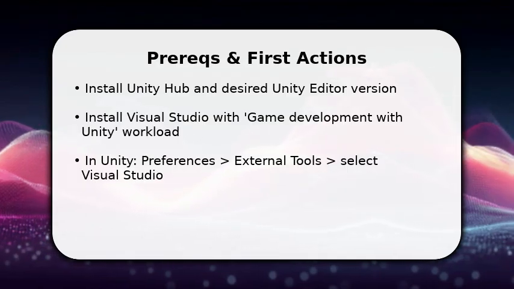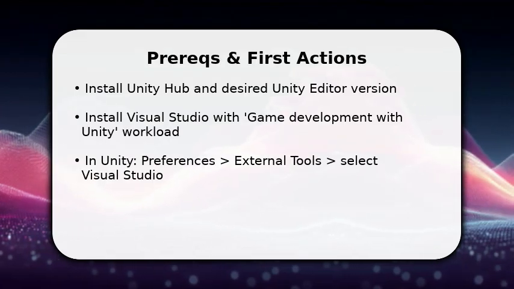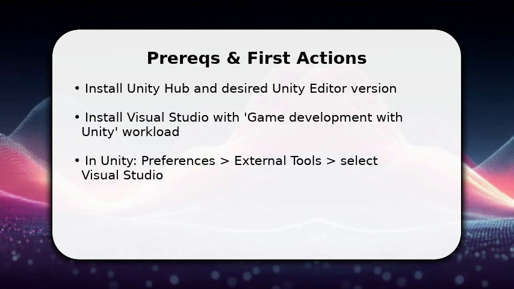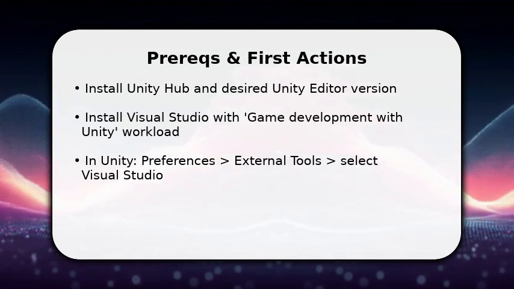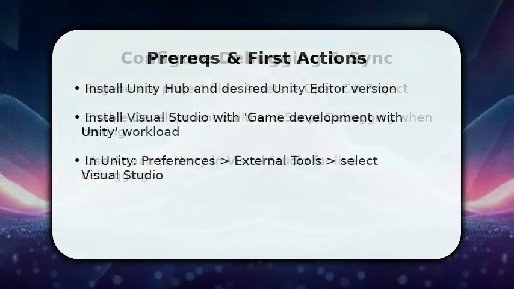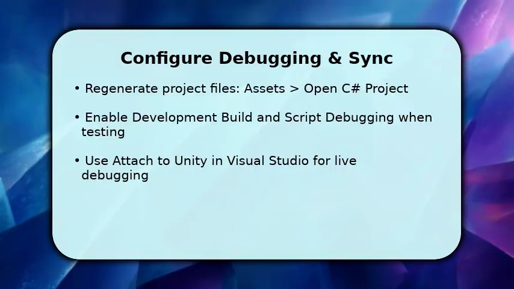Make sure Package Manager installs Visual Studio tools for Unity automatically. If not, add it. This gets your project linked and creates the SLN so code navigation and build integration are ready. Next, configure the middle steps to make editing and debugging seamless.